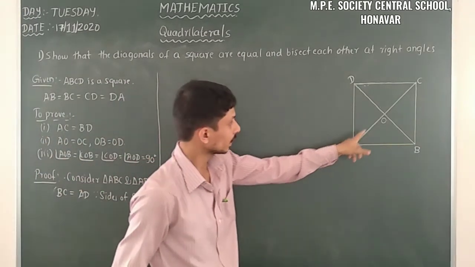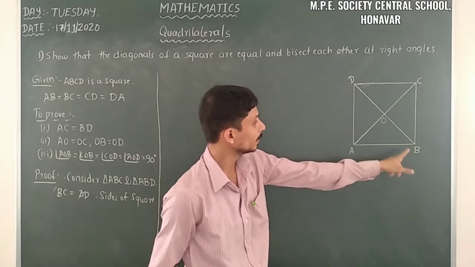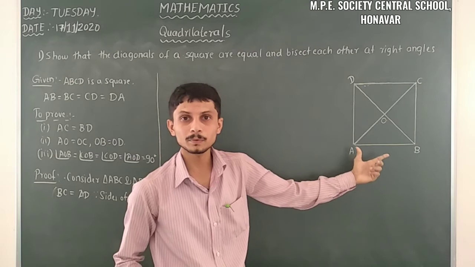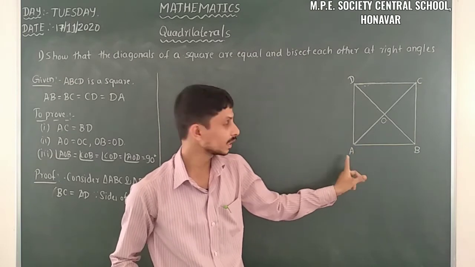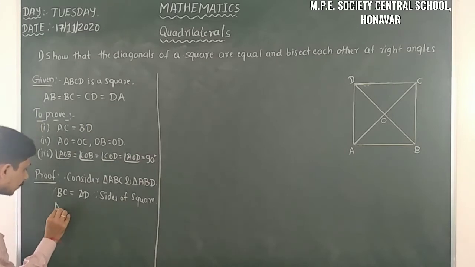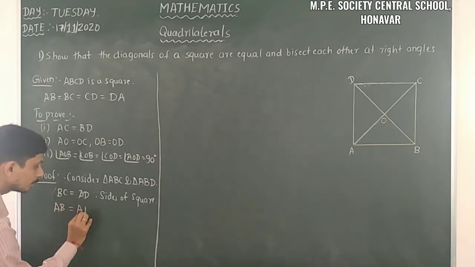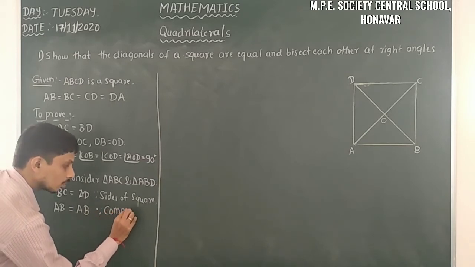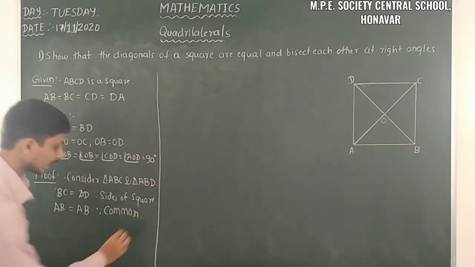Then, in ABC and ABD, just observe that AB is a common side for both the triangles. So let us take AB is equal to AB. Both have the common side, that is AB is equal to AB.